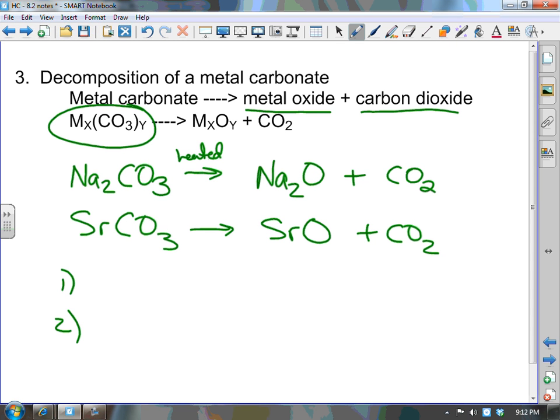Figure out 2 other ones. Again, pick some d metals, change it up. Don't always pick the same ones.